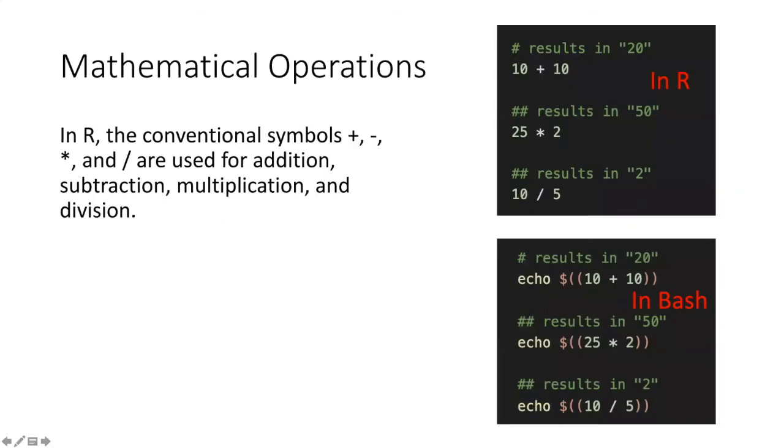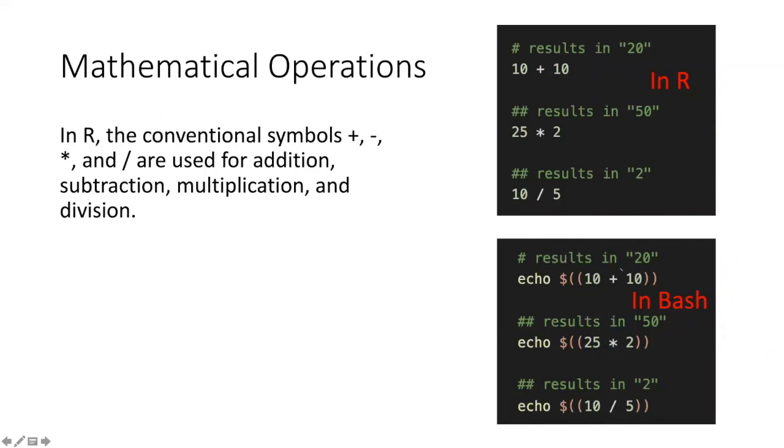In R, all the conventional mathematical symbols like plus sign, minus sign, star sign, and slash are used for addition, subtraction, multiplication, and division. So it's commonly used in many different languages. And actually in Bash, you use the same symbol, right? This is an example of how to do basic mathematical operations in R. You don't really need to add the space surrounding the mathematical symbol, but it's recommended. It's kind of a style thing. Adding the space makes the code easier to read, right?